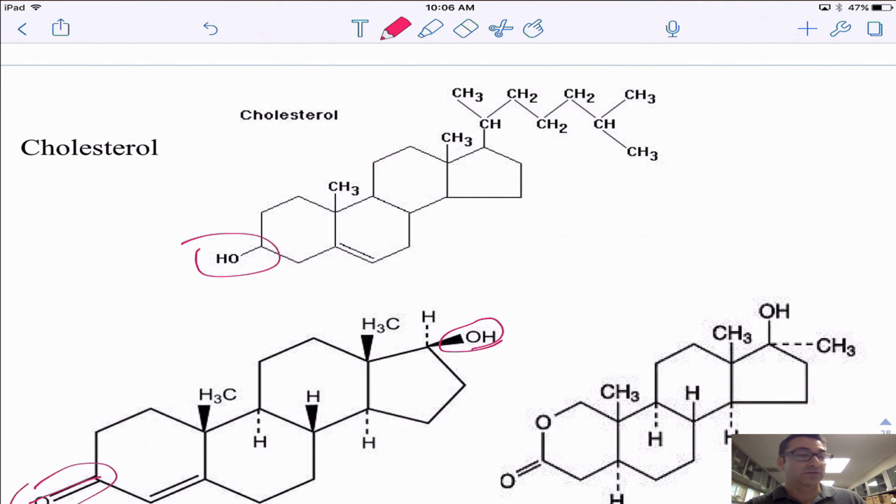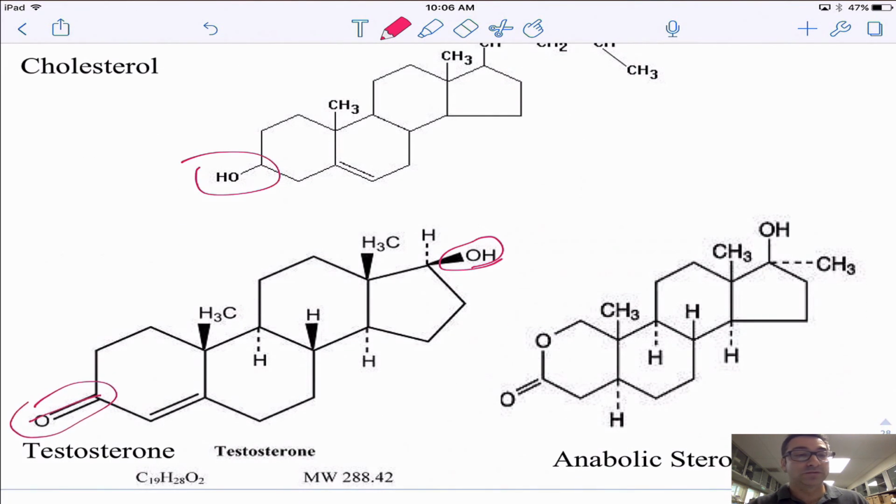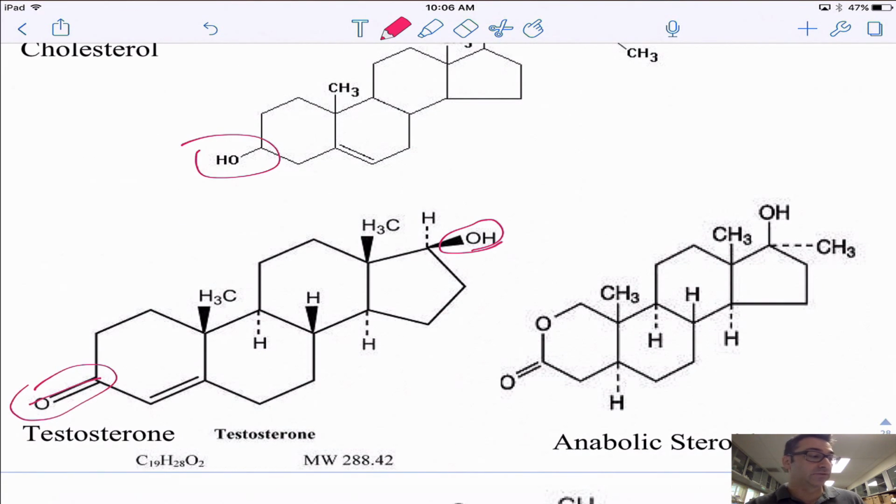If we take cholesterol and the body metabolizes it, it can be used for the making of testosterone. And then synthetically, we can alter this group right here from an H to an OH and a methyl group, and we can make it into an anabolic steroid.